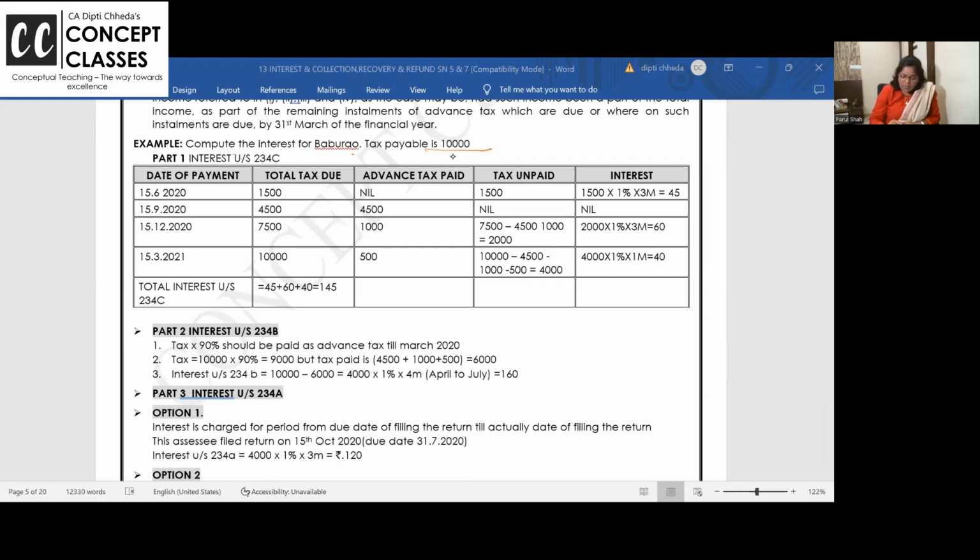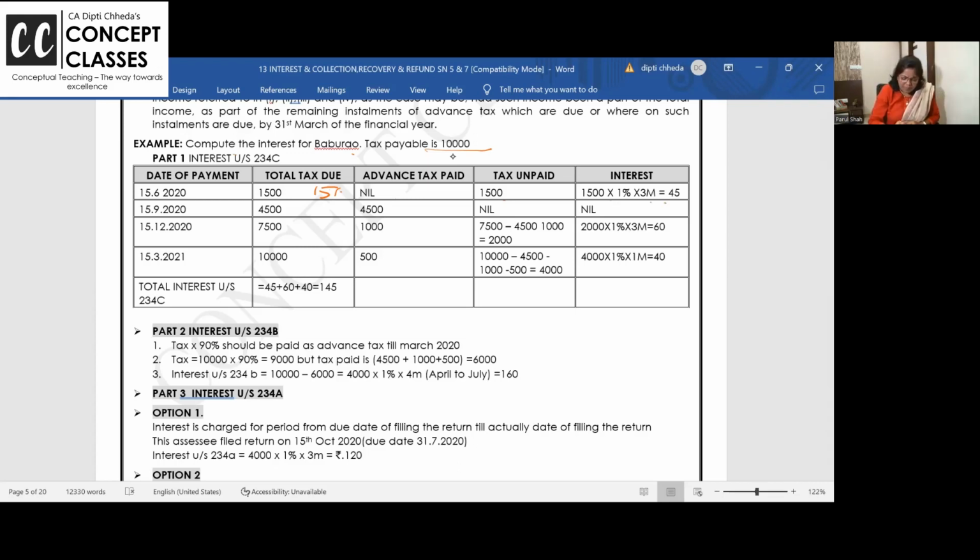Dekho. By 15th of June, 15% of 10,000, 1,500 should be paid. Baburao did not pay anything, advance tax. What is unpaid? 1,500. On that, 1% interest for 3 months is 45. Why 3 months? Because you missed June date. You might catch up September date.